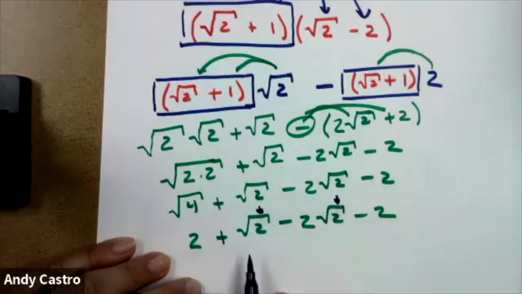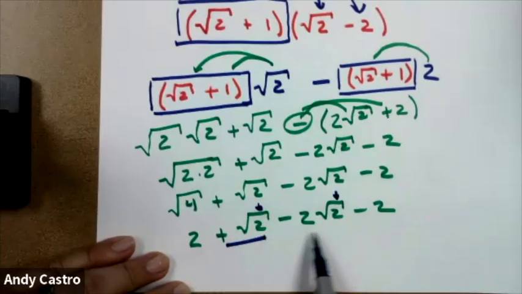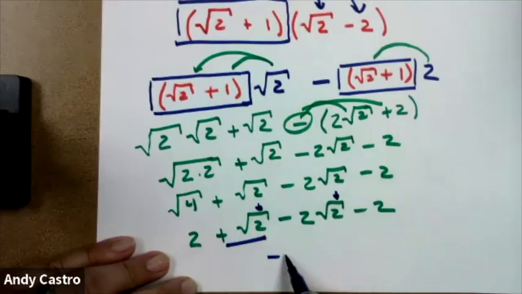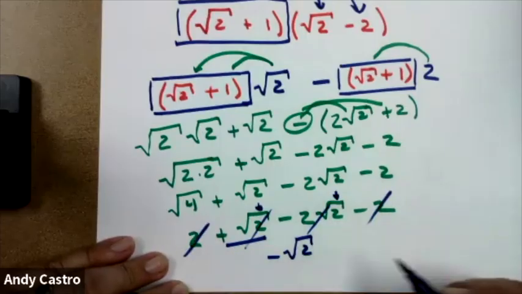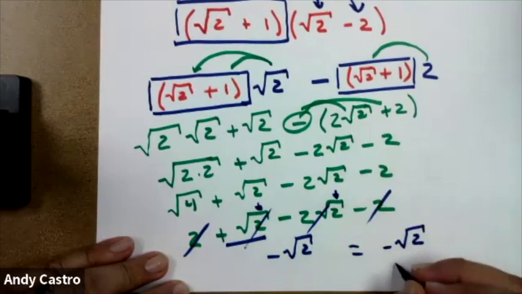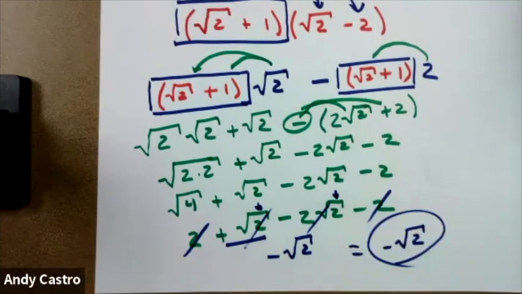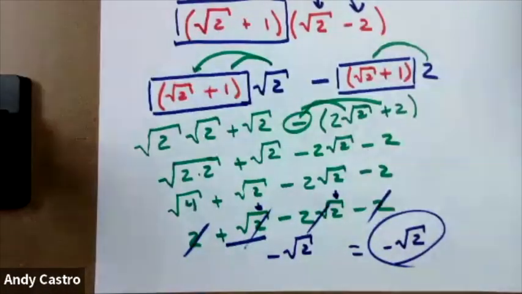So in this case, I can. I have a positive root 2 minus a root 2. So that's basically a 1 minus a 2, which is negative 1. So negative root 2 is what I'm left with when I combine those two. All right, then I have a 2 minus a 2, and those simply cancel each other out. And I'm left with a negative root 2 as my answer. Double check my notes. Good.